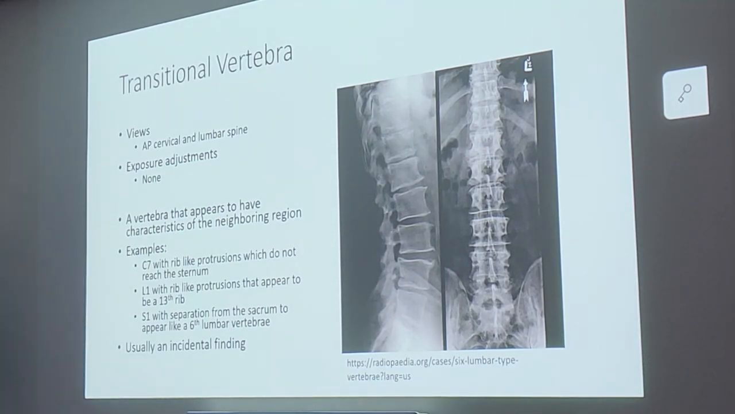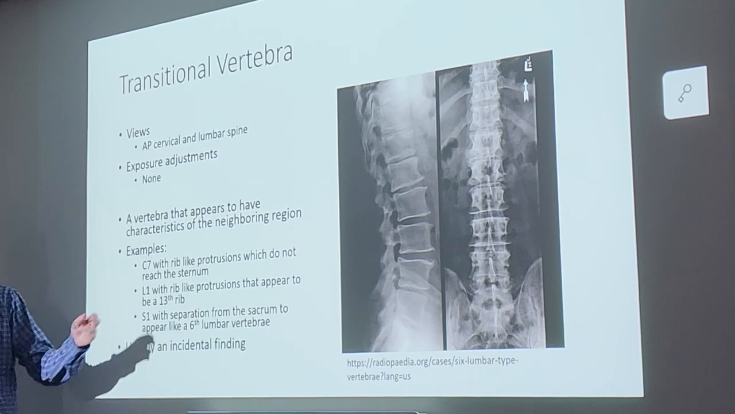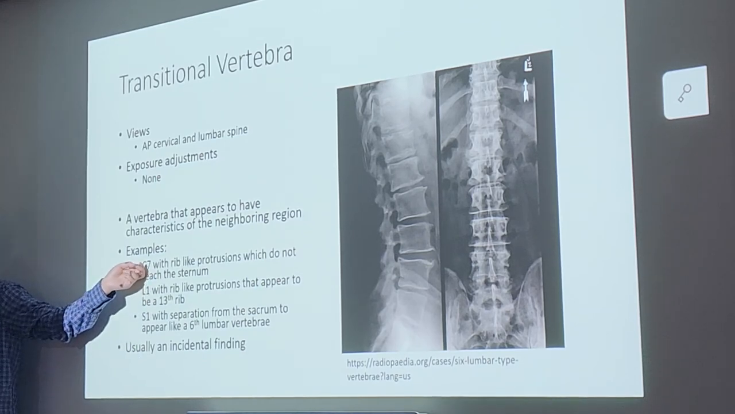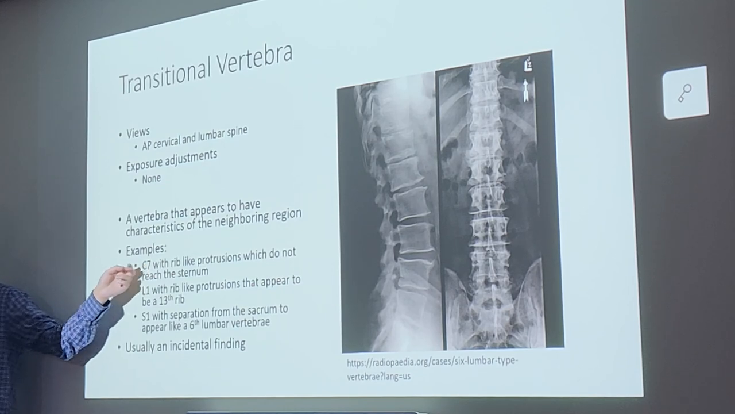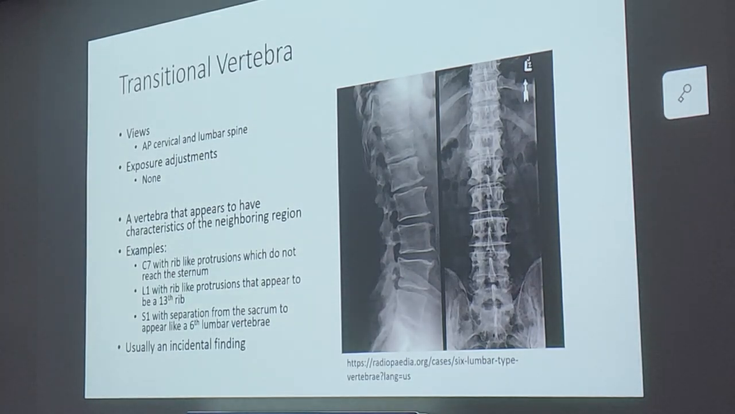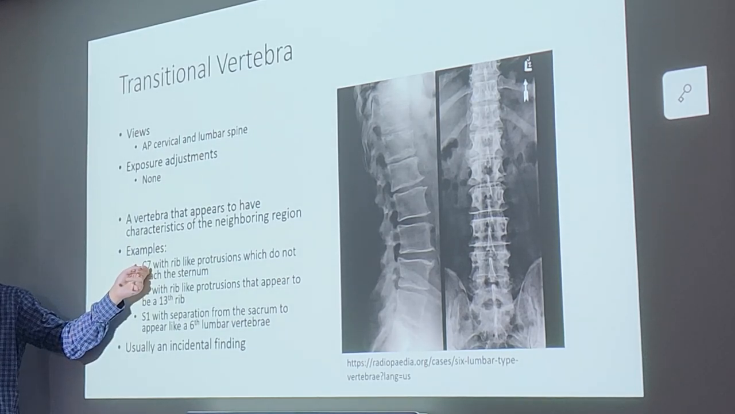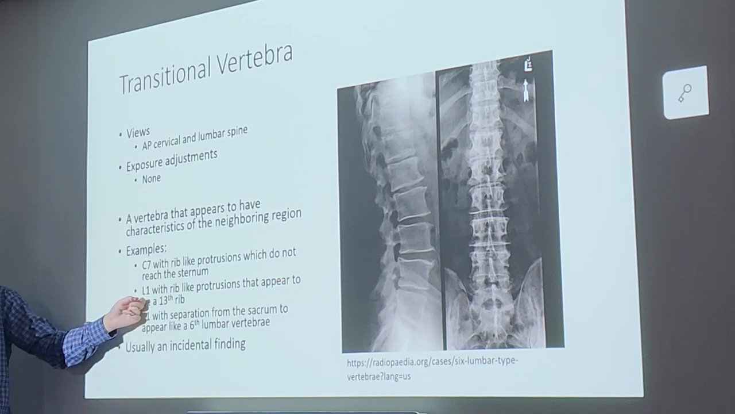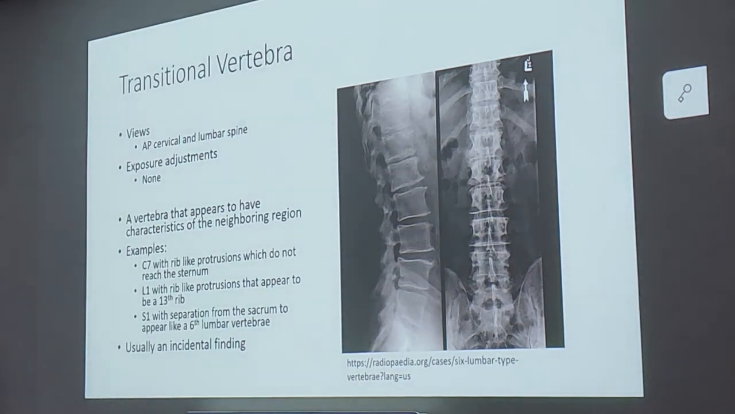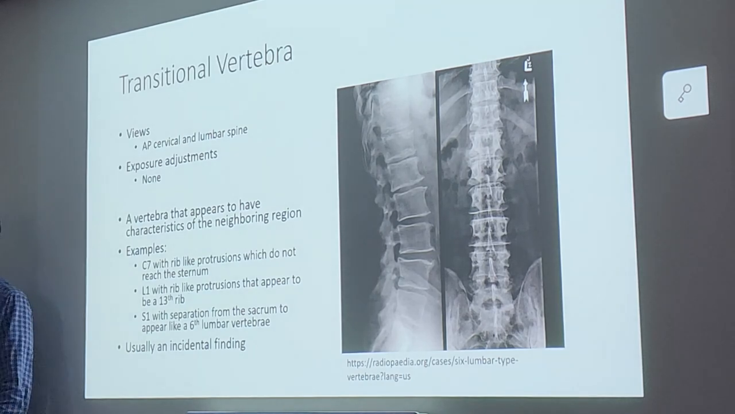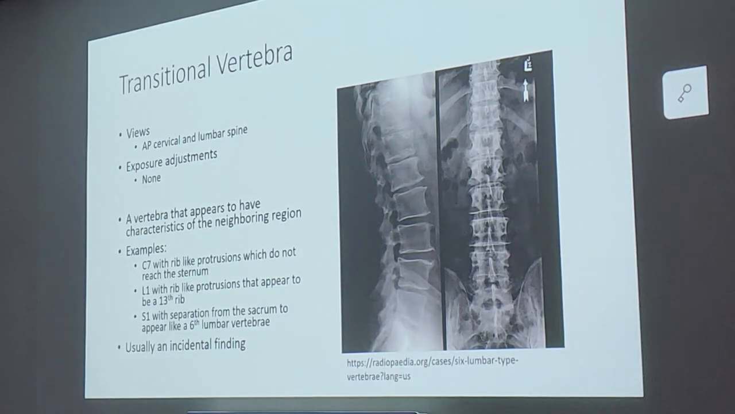And so this is a vertebrae that seems to have characteristics of a neighboring region. For example, C7, cervical spine, should not have ribs coming off it. But sometimes it has these longish rib-like protrusions, but they don't reach all the way to the sternum. So that's a transitional vertebrae. It's a C vertebrae, but it acts kind of like a T vertebrae. Or over here, L1, with rib-like protrusions that almost look like a 13th rib. So you're counting your ribs, 1, 2, 3, 4, 5, you get all the way down to 12, and then you go to the next vertebrae, and you're like, huh, there's something long here as well, almost like a 13th rib. Transitional vertebra. Lumbar vertebrae that acts like a thoracic vertebrae.